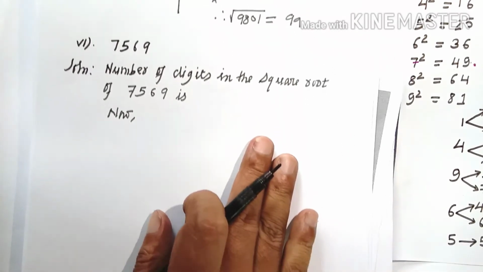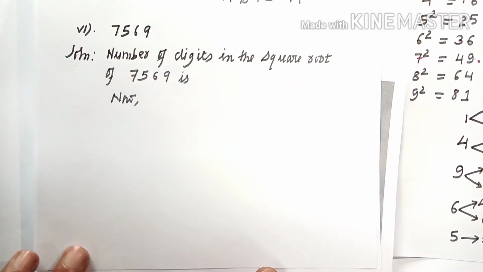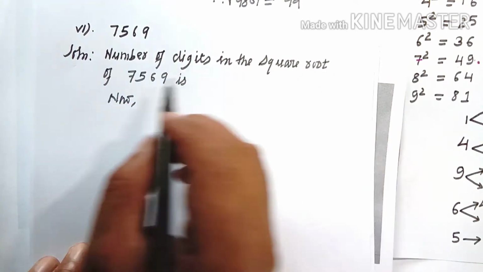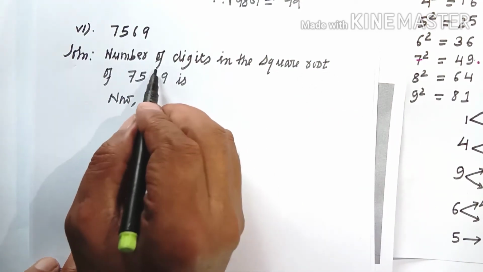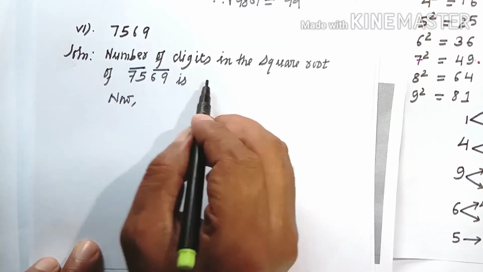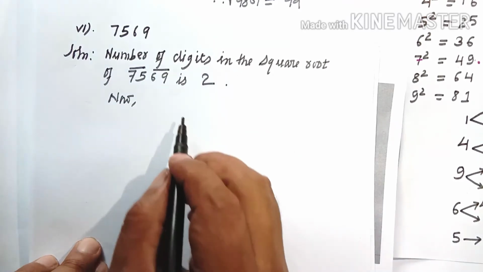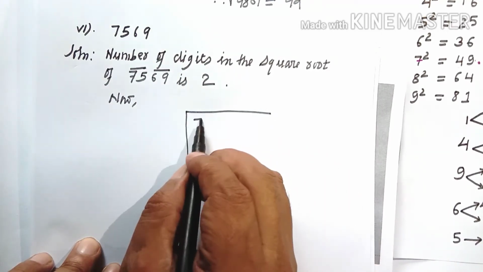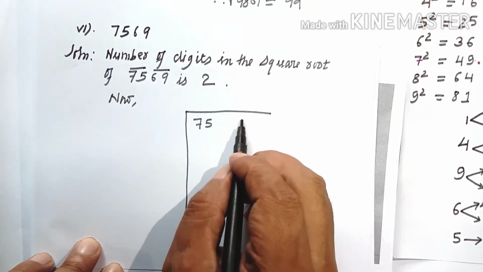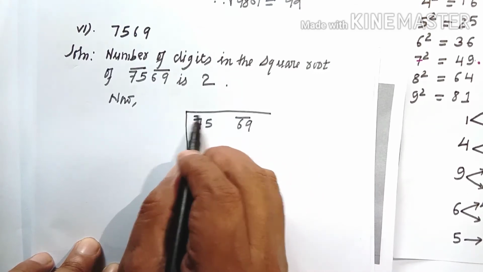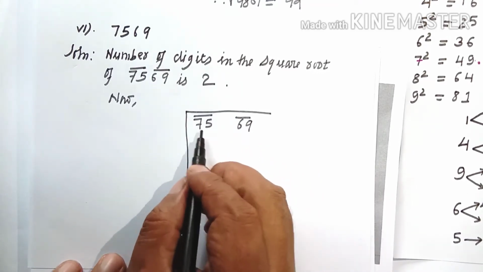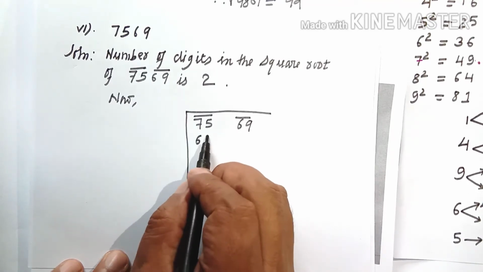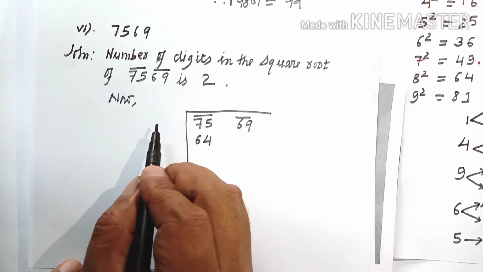Again, the sub question number 6. First you'll have to find the number of digits in the square root of this number. So make them pairs, 1, 2, which is 2 pairs. Now take the division method here. 75, 69. So the largest square closer to 75, yes, that is 64, and it is a perfect square of 8.